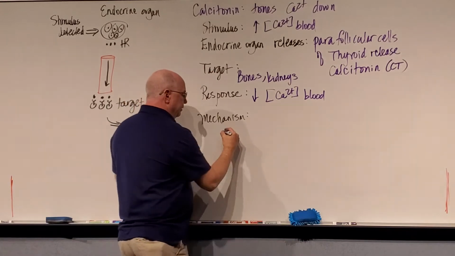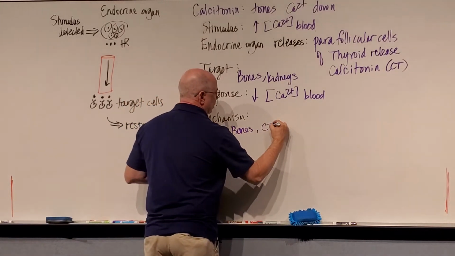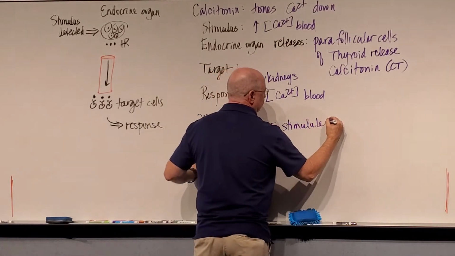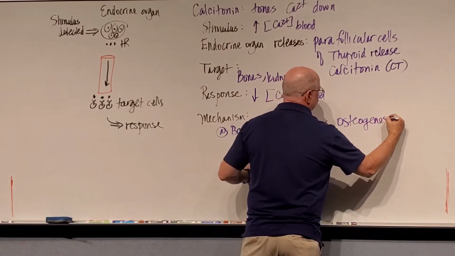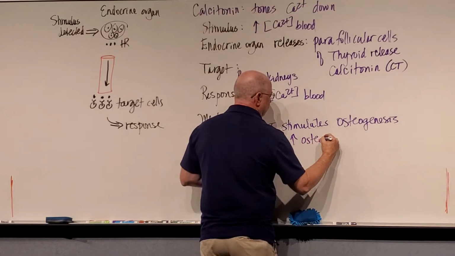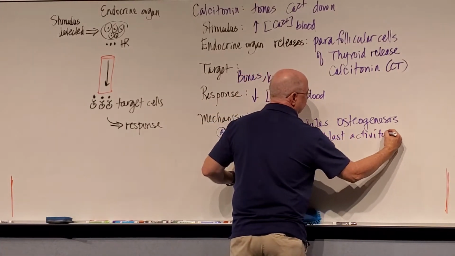How do we do that? At bones, calcitonin stimulates what we call osteogenesis. Or we can say that it will increase osteoblast activity, which is osteogenesis.